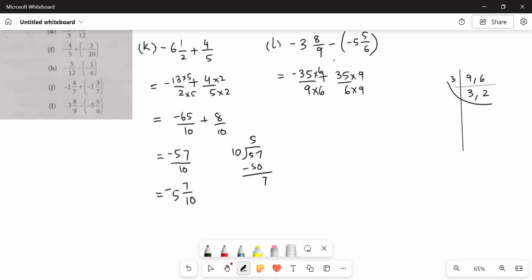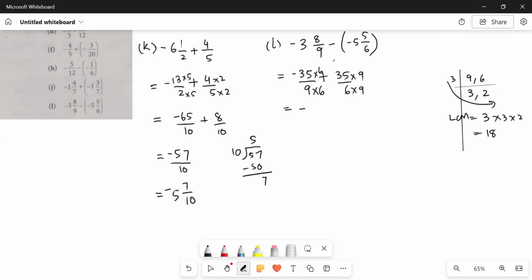The LCM would be 3 threes are 9, 2 nines are 18, right? We can turn them into 18 as well. I'll solve it this way as well, okay, to make it easier for you. Because if we start multiplying 35 by 6 and 9, they are quite difficult to multiply. They take a lot of time.